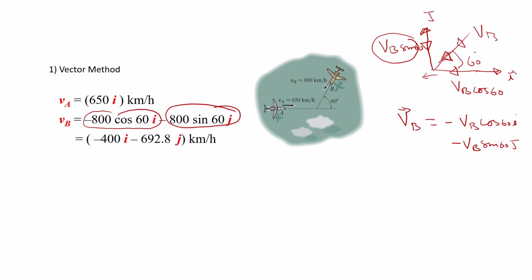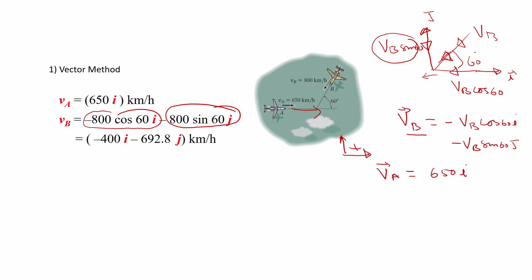Now this is for VB. Now for VA, it is moving towards the right, and based on our sign convention, towards the right is considered positive. So again, writing in terms of I and J, it would be 650 I.